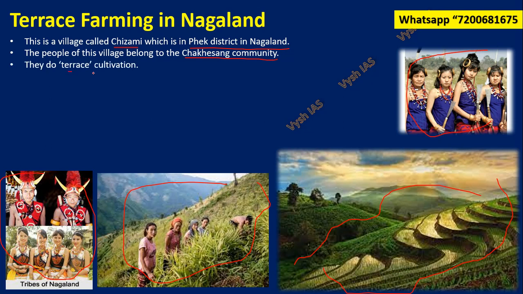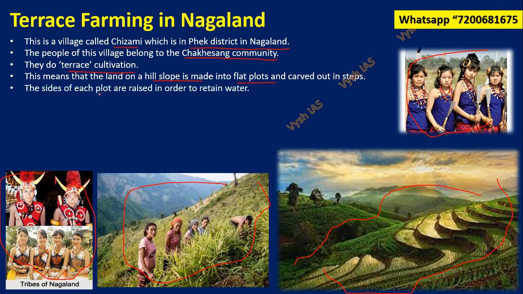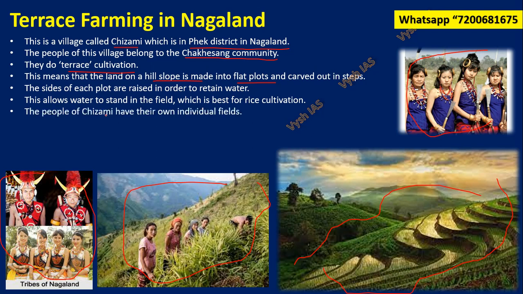And they do terrace cultivation, which is like this. Okay, like this, steps will be there so that water will stay like this, and then you can grow whatever crops you want. So this means that the land on the hill slope is made into flat plots and carved out in steps. The sides of each plot are raised in order to retain water. Okay, the side edges are a little like a bund so that the water doesn't fall off to the next one. Okay, this allows water to stand in the field, which is best for rice cultivation.